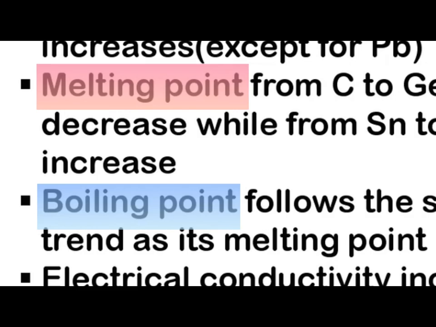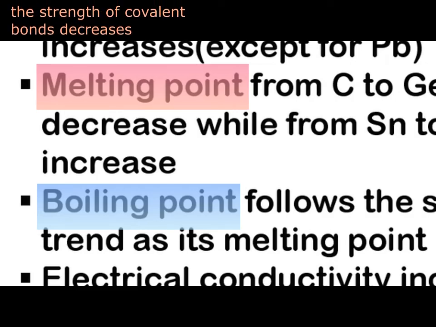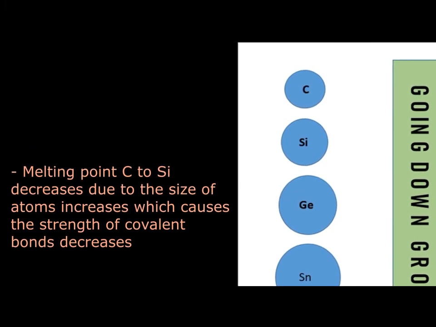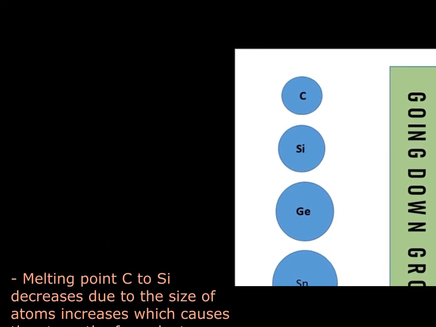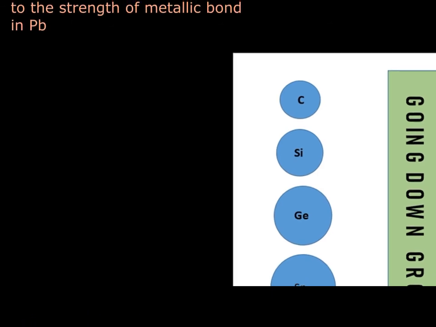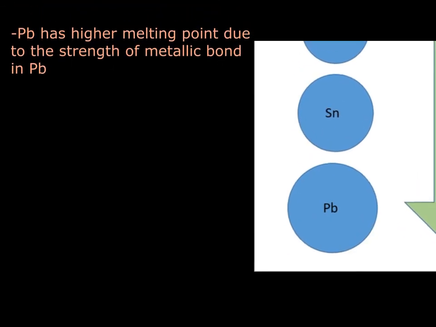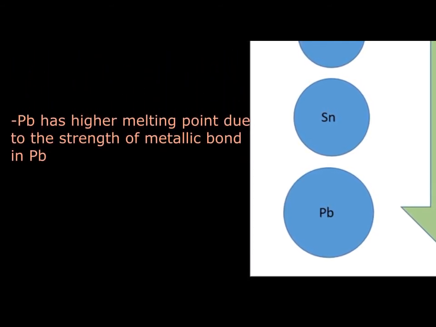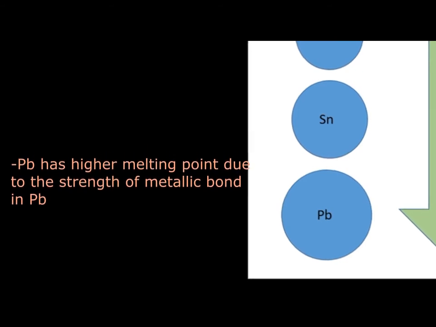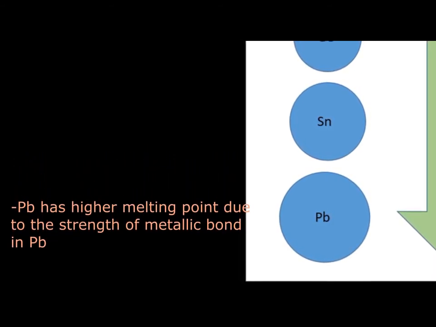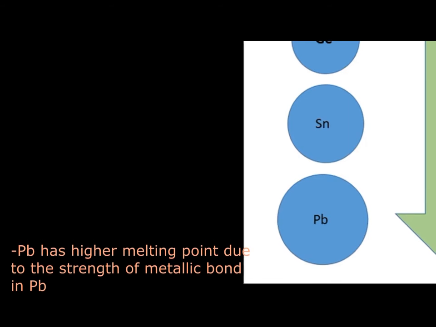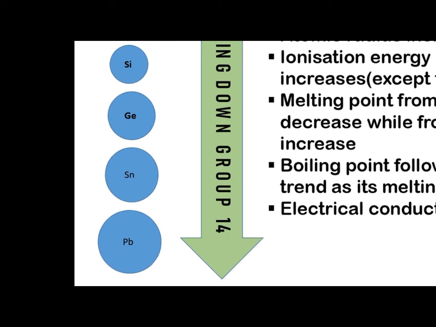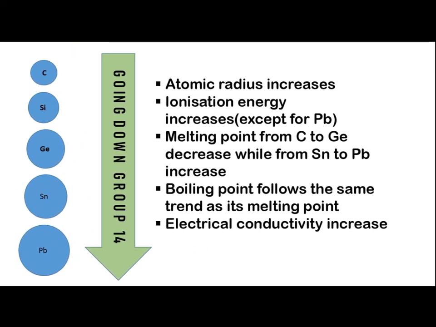Third, the melting and boiling points. Melting point from carbon to silicon to germanium decreases because the size of the atoms increases, therefore the strength of covalent bonds decreases. Meanwhile, tin and lead are metals. The melting point increased from tin to lead. The reason the melting point of lead is higher is that the atoms of lead are more closely packed, resulting in a stronger metallic bond in lead. The same trend is also observed in the boiling points.